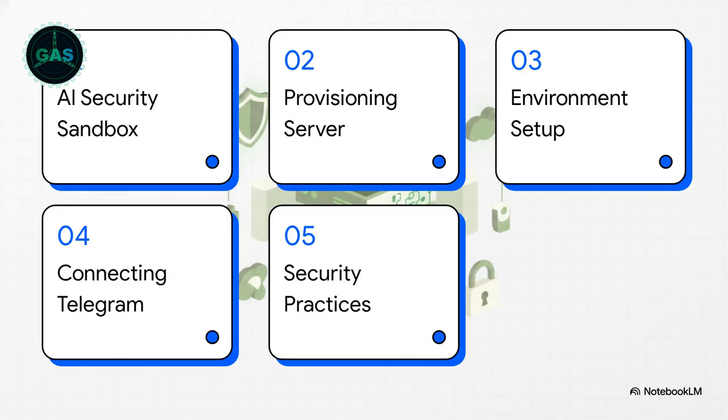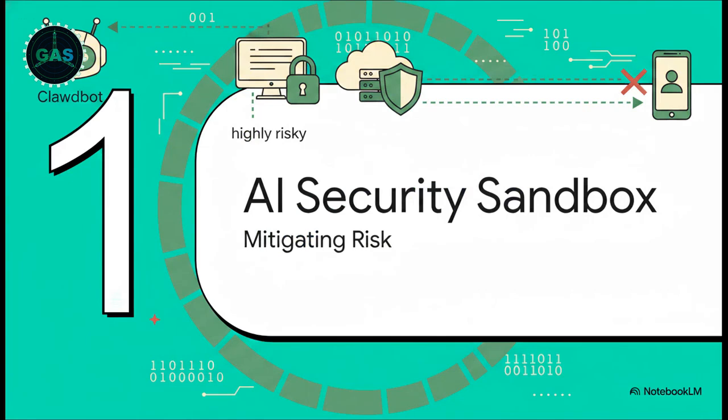All right, let's take a quick look at our roadmap for today's explainer. We've got 1. The AI Security Sandbox. 2. Provisioning your virtual server. 3. Environment setup and installation. 4. Connecting to Telegram. And 5. AI Security Best Practices.